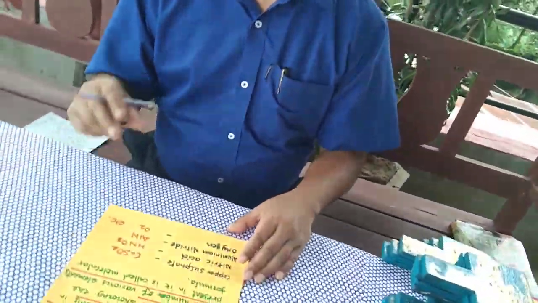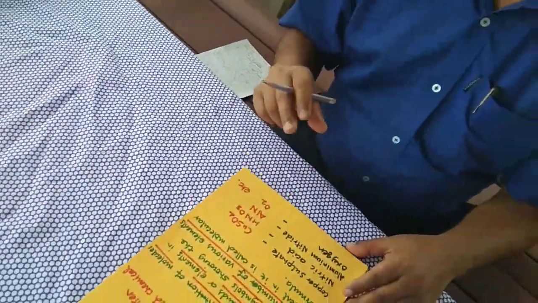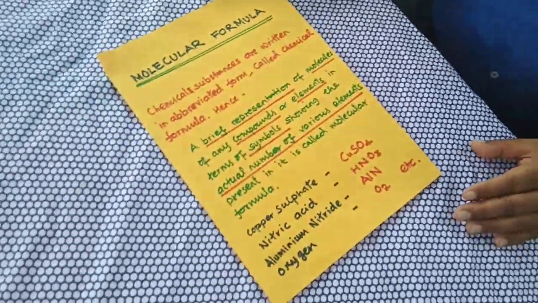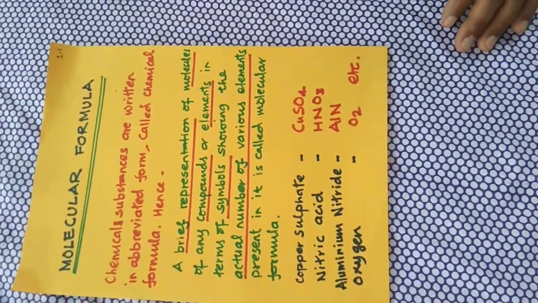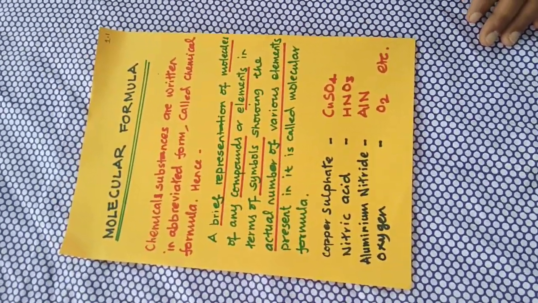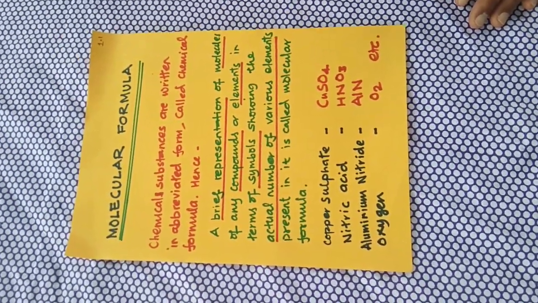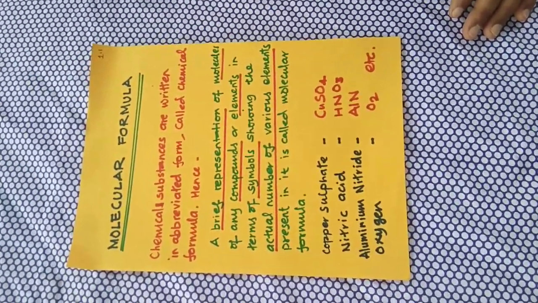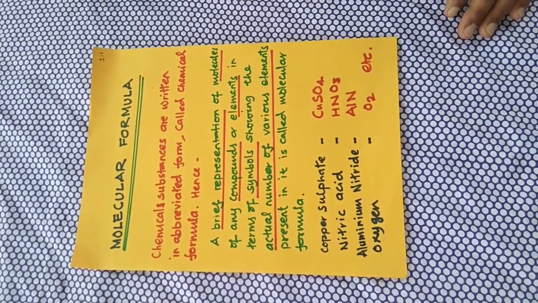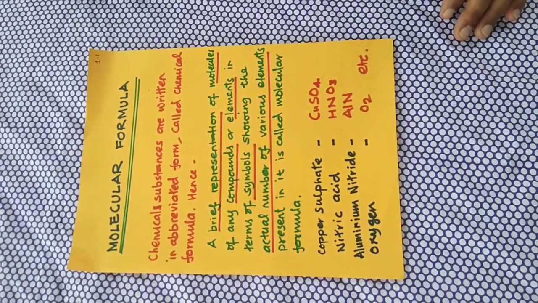First of all, let me start with the molecular formula, how it is defined. Chemical substances are written in abbreviated, shorthand form called chemical formula. Hence, a brief description of molecules of any compound or element in terms of symbols, showing the actual number of various elements present in it, is called molecular formula.